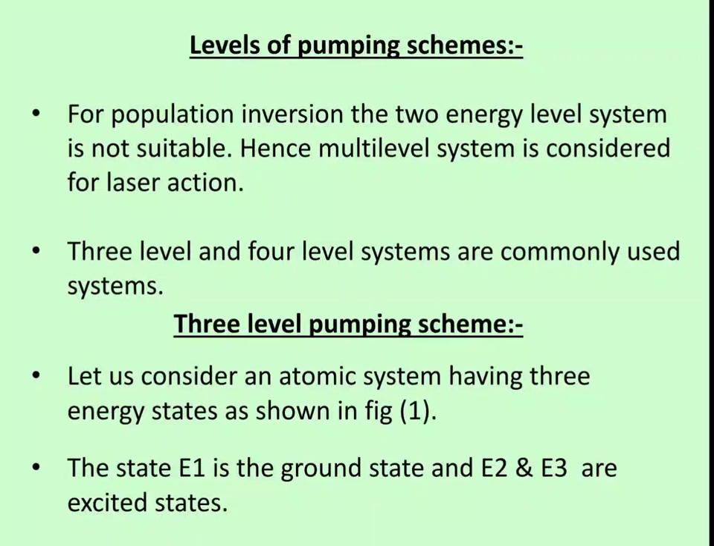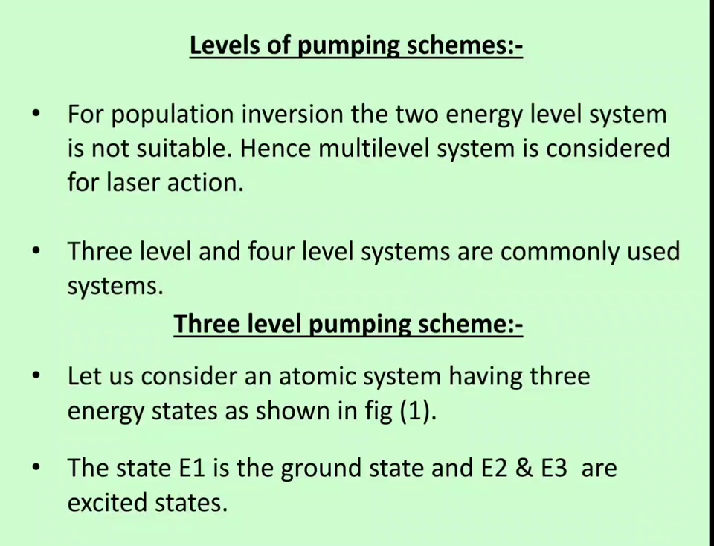For population inversion, the 2 energy level system is not suitable. Hence, we have to consider multiple level systems for lasing action. As already discussed, the ruby laser, which is a solid type of laser, uses a 3 level pumping scheme. In the helium neon laser, which is a gas type of laser, we commonly use a 4 level system. Let us discuss them briefly one by one. The first one is the 3 level pumping scheme.